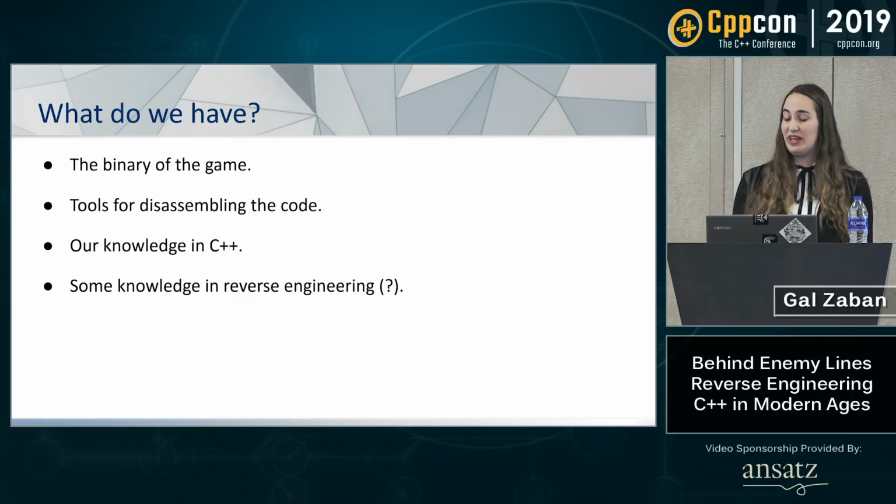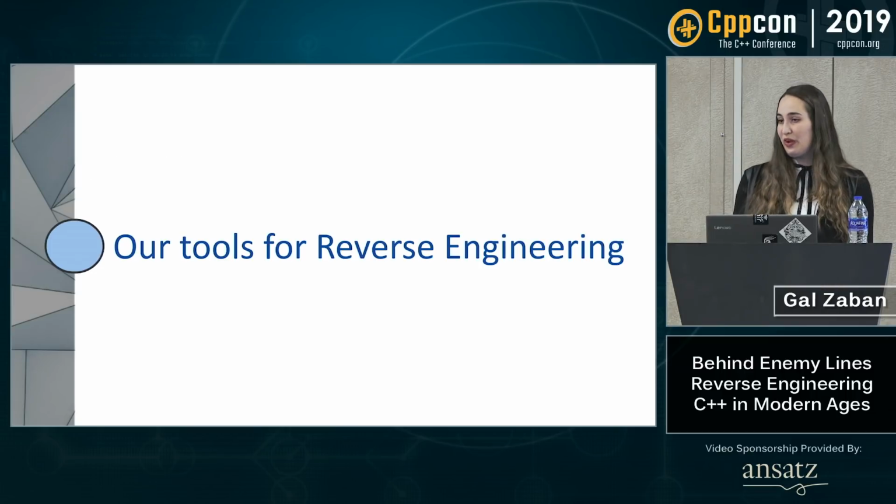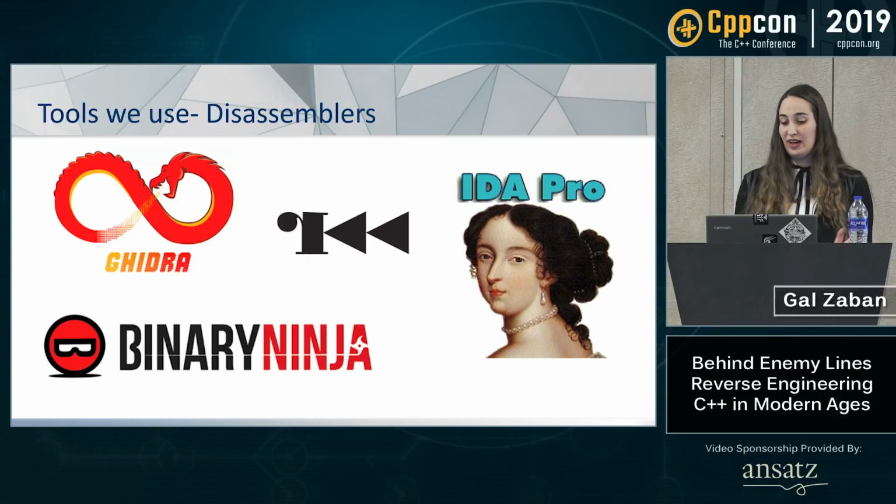So what do we have? We have a binary of the game. We have the tools for disassembling the code. We have our knowledge in C++, and we have some knowledge in reverse engineering. Our tools for reverse engineering are Ghidra, Radare, Binary Ninja, and IDA Pro. Specifically, we are going to use IDA. This is my favorite tool, and it's also very comfortable to work with.